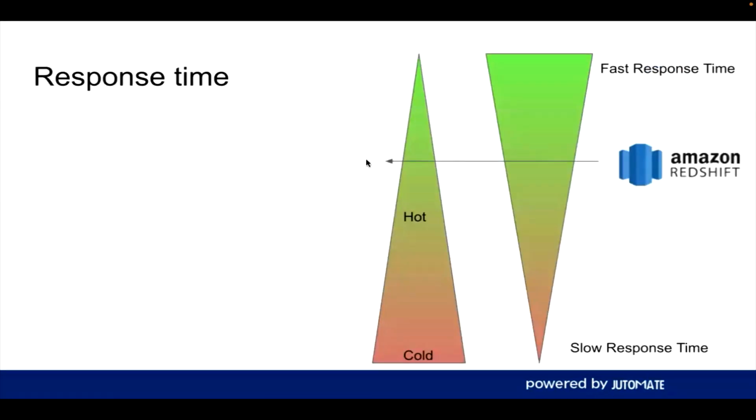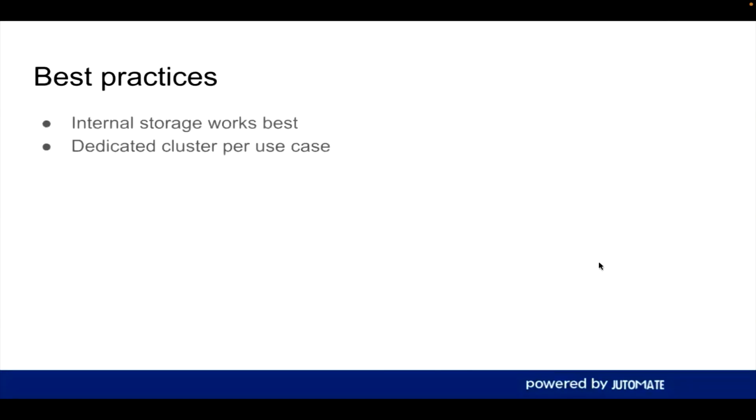In terms of response time, it's relatively fast if it's properly configured, but usually most people don't configure it properly. So all in all, the performance for a decent engineer would be very low compared to the competition. You need to work a lot to make it higher. Best practices: you should try to use internal storage. It works best. And have a dedicated cluster per use case. Don't combine workloads, simply because it has a concurrency issue.